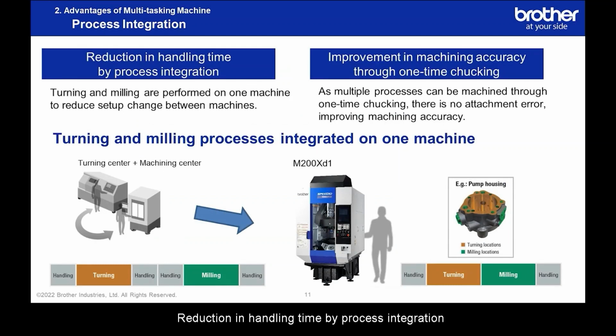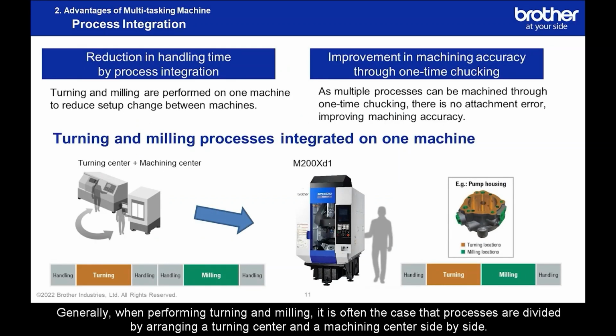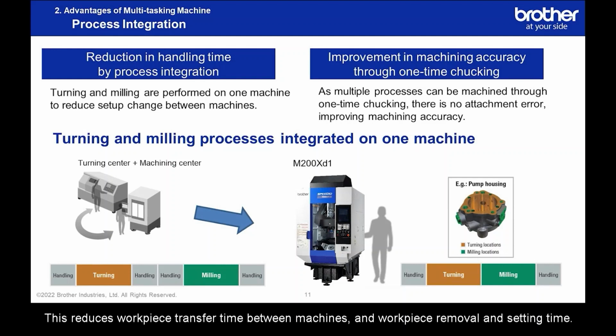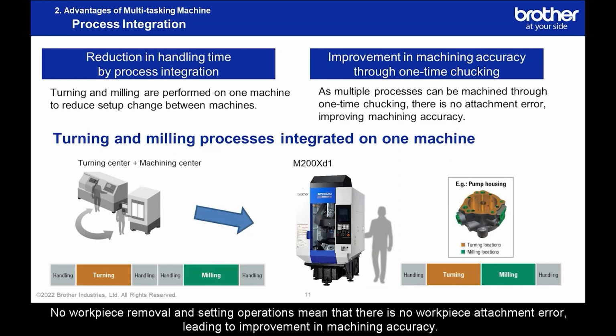Reduction in handling time by process integration. Generally, when performing turning and milling, it is often the case that processes are divided by arranging a turning center and a machining center side by side. When using the M200Xd1, turning and milling can be completed on one machine. This reduces workpiece transfer time between machines, and workpiece removal and setting time. No workpiece removal and setting operations mean that there is no workpiece attachment error, leading to improvement in machining accuracy.